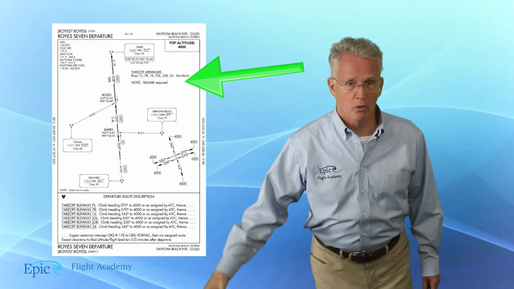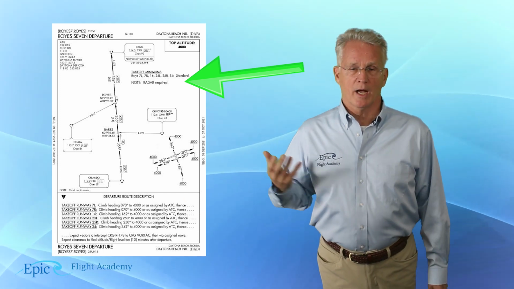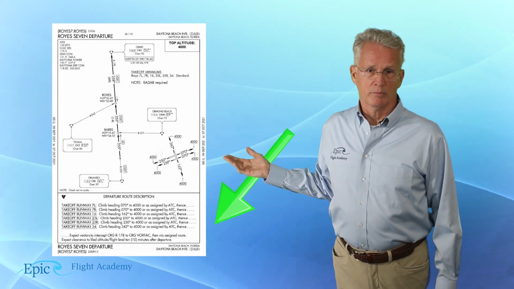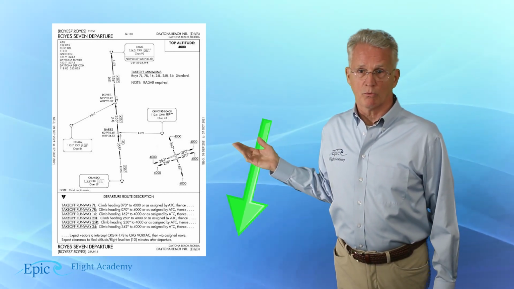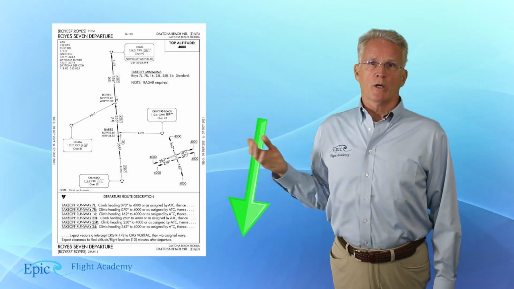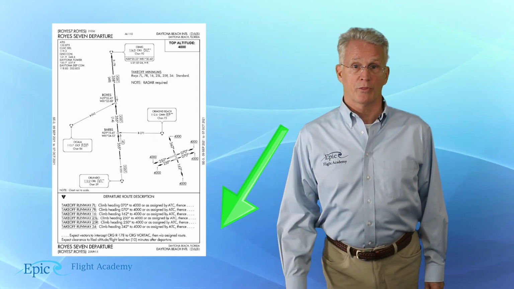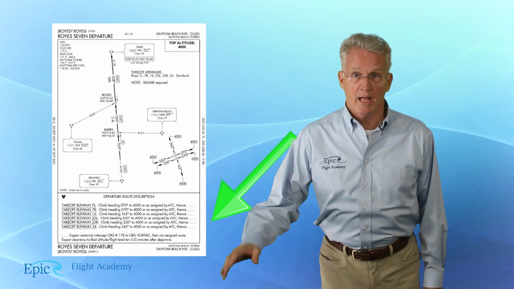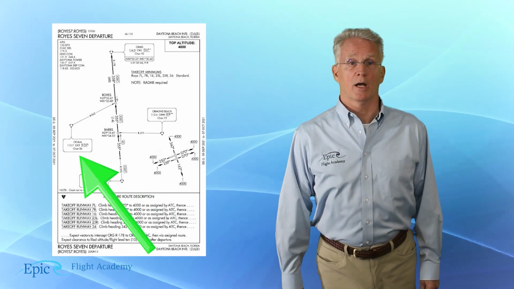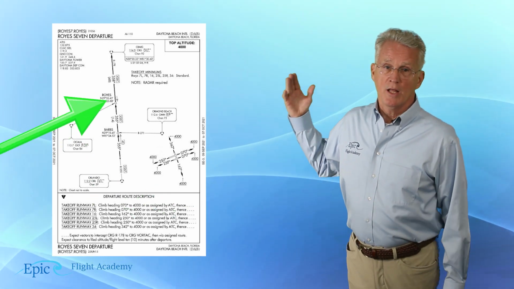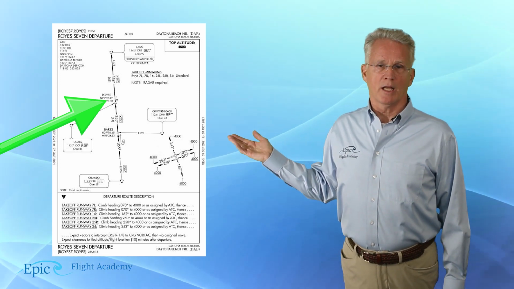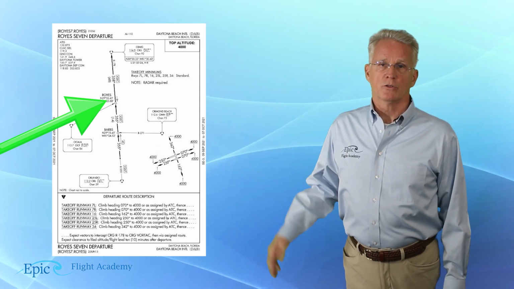Now, as you work your way around clockwise, again, we're at the bottom of the chart, and we see the route descriptions. I want you to practice reading these on your own and with your instructor. As you work your way clockwise up over to the left, we can see the bolded line indicates the official procedure.